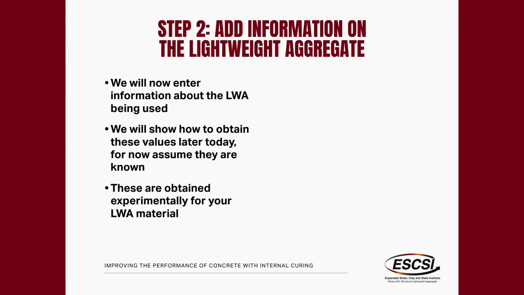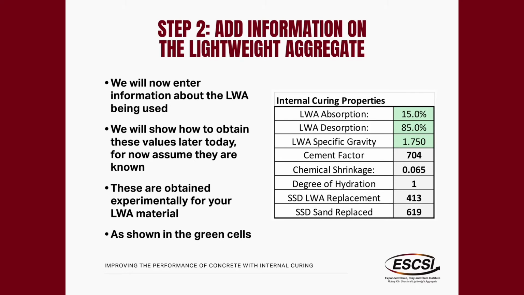The next thing you need to do is add in 3 properties for your lightweight aggregate. You need to add in the absorption, the desorption, and the specific gravity. Right? You enter those 3 properties, and on the spreadsheet, those are green cells.